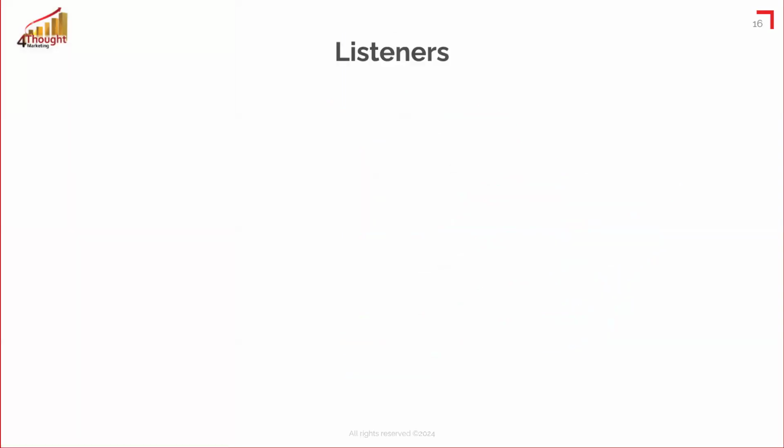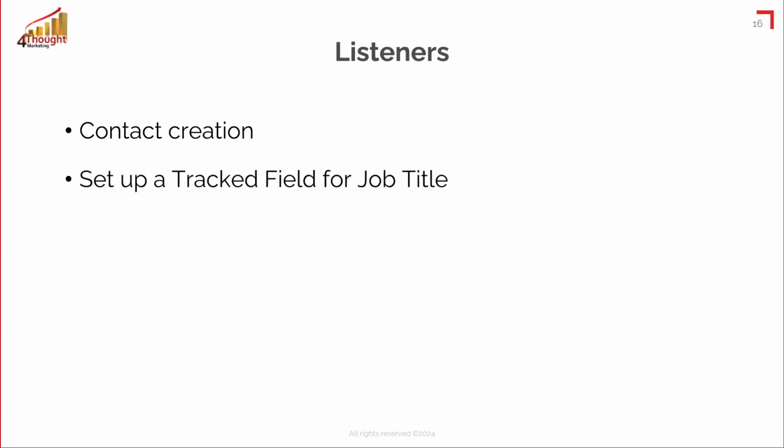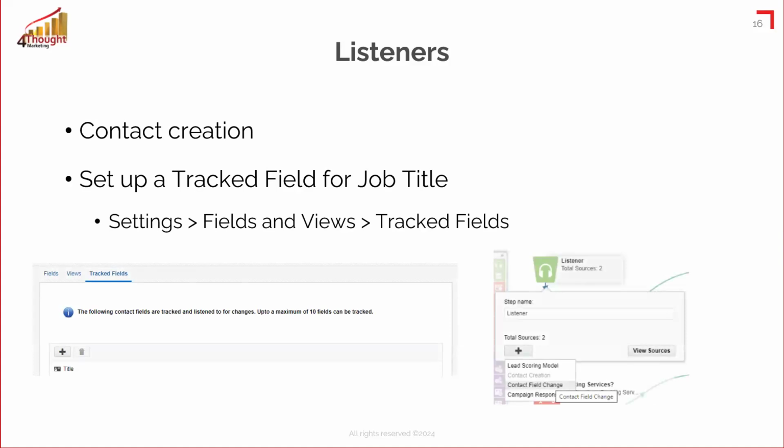So a quick note about listeners. We do have two on this program. One is the standard contact creation. So anytime a new contact is created in Eloqua, they will automatically get pulled into this program. And then another one that's a little more complicated is setting up a tracked field for job title. So how you do this in Eloqua is in the settings, fields and views, tracked fields area. You can track up to a maximum of 10 fields per instance. So, you want to use this sparingly and only for the highest impact use cases. But since this is an important program, we went ahead and added title to this tracked field.